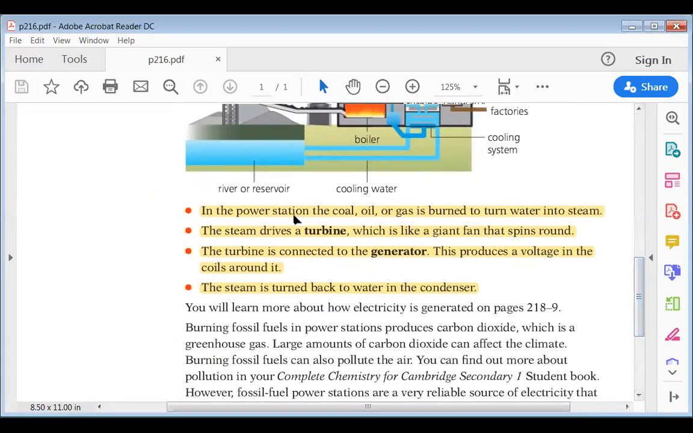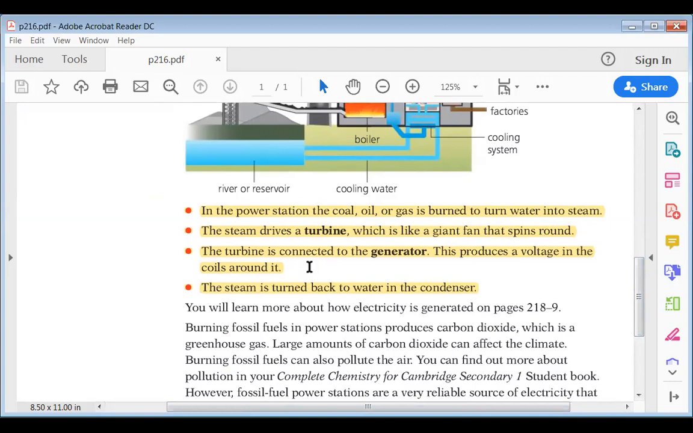In the power station, the coal, oil, or gas is burned to turn water into steam. Then this steam drives a turbine, which makes it move, like a giant fan that spins around. This is the turbine, okay?